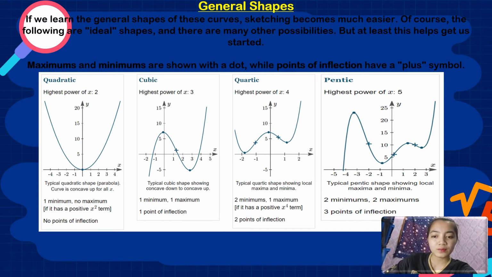For quintics, highest power of x is 5. Typical quintic shapes showing local maxima and minima. 2 maximums, 2 minimums. 3 points of inflection.